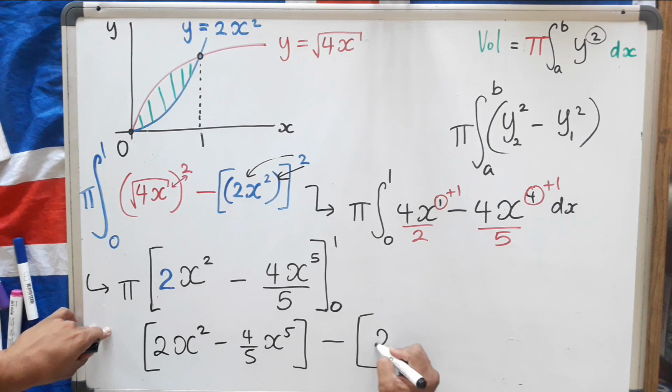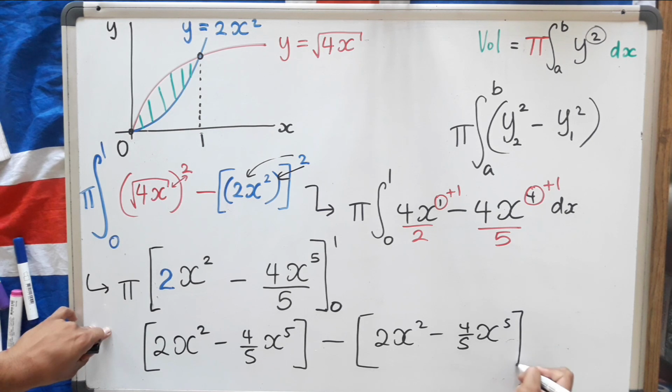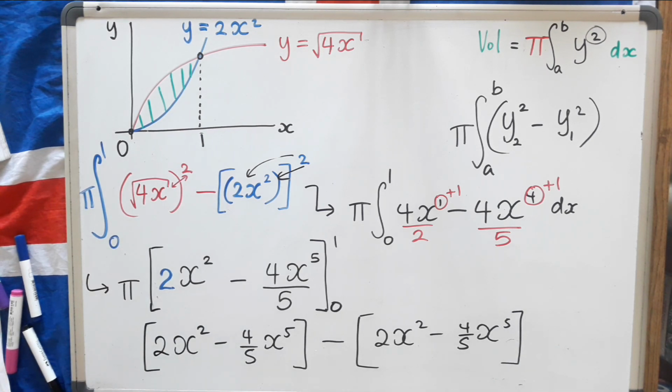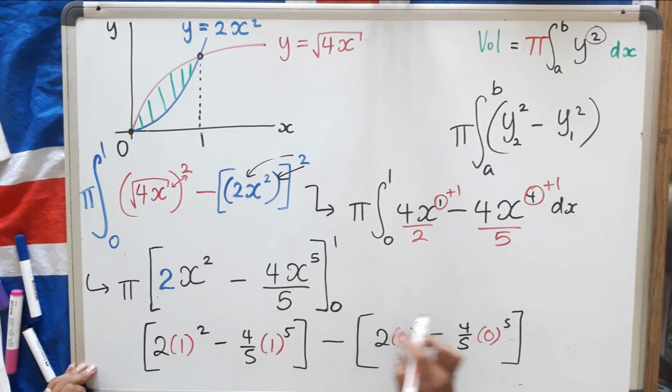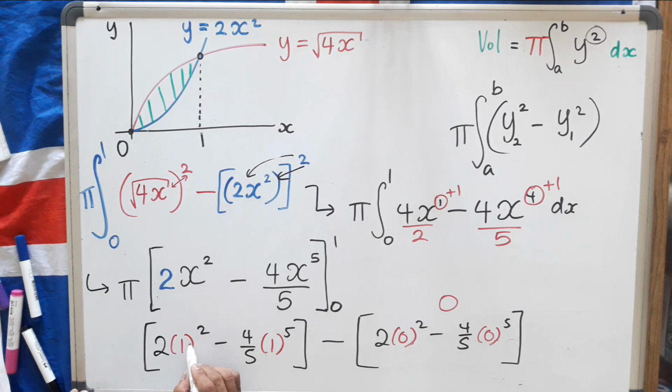Bam, bam. 2x squared minus 4/5 x to the power 5. Alright, replace both x's here with 1, and all the x's here with 0. This one's going to be easy here because anything multiplied by 0 is 0. So I know this side is going to boil down to 0 anyway. 1 to the power 2 is 1. 1 by 2 is 2. 1 to the power 5 is 1. 1 by 4/5 is 4/5. Of course, we have to minus the 0 here.